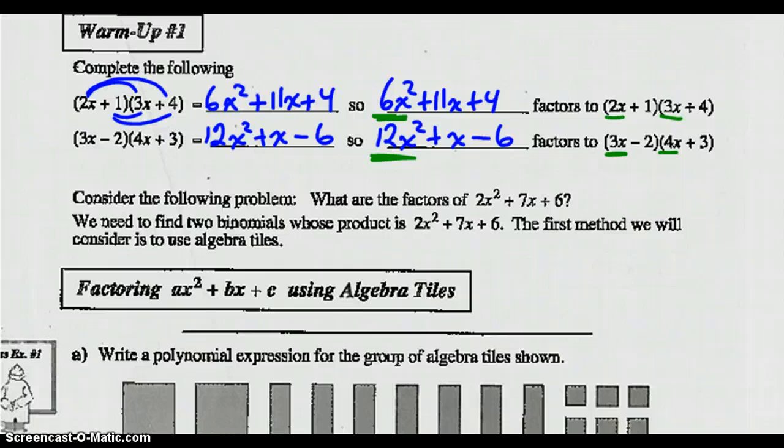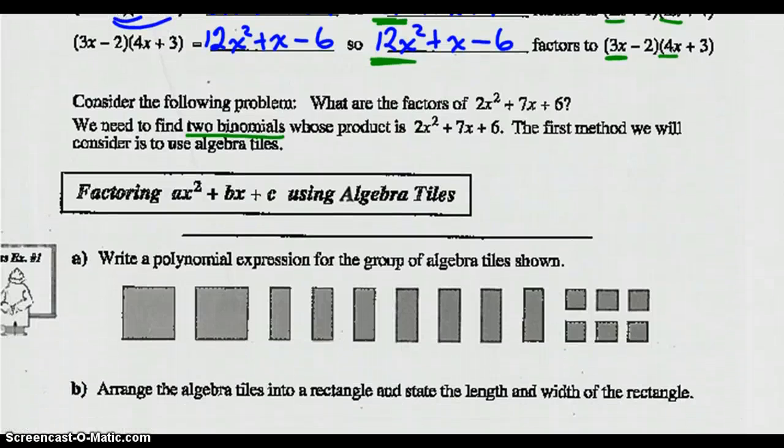So consider the following problem. What are the factors of 2x squared plus 7x plus 6? So we need to find two binomials whose product is 2x squared plus 7x plus 6. And the first method we're going to look at to factor this is using some algebra tiles.